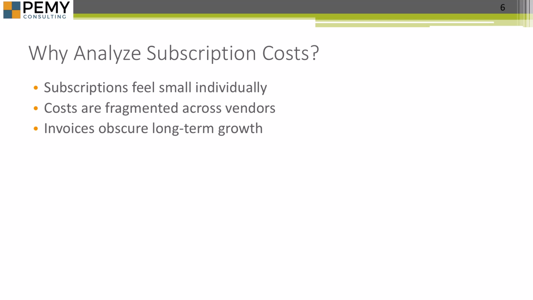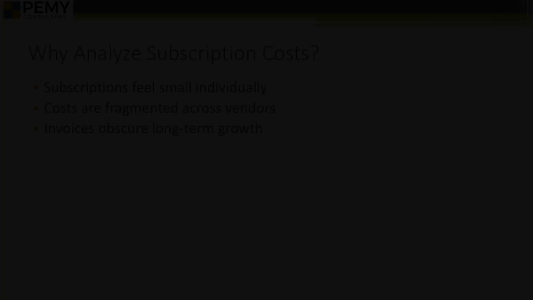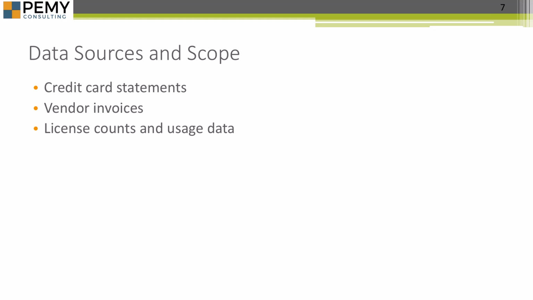Subscriptions feel small individually, which is why they rarely trigger scrutiny. But costs are fragmented across vendors, charged on different cycles, and buried in invoices that don't show cumulative impact. Analysis is necessary because intuition consistently underestimates the problem. This analysis is based on real payment data, credit card statements, vendor invoices, and license usage information. The goal is not accounting precision, but decision-grade insight, enough clarity to see patterns, drivers, and leverage points.